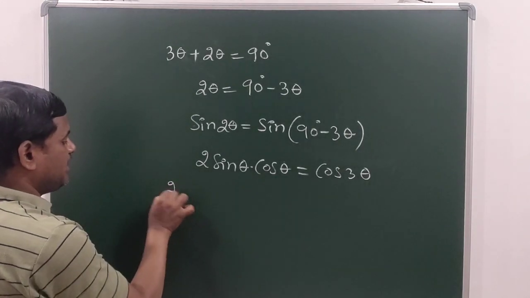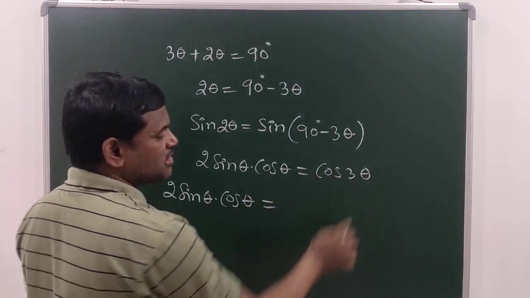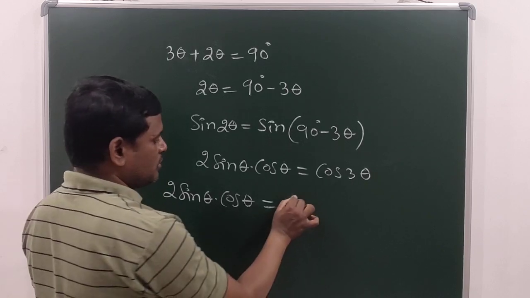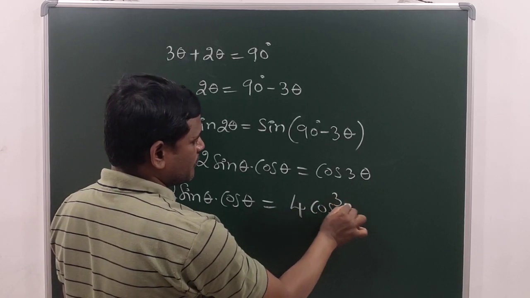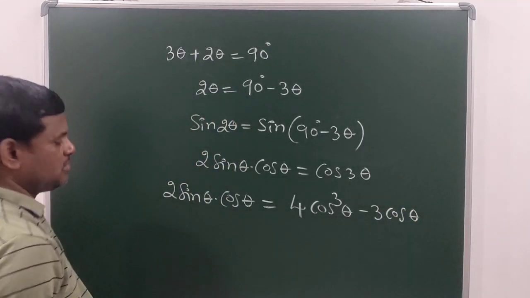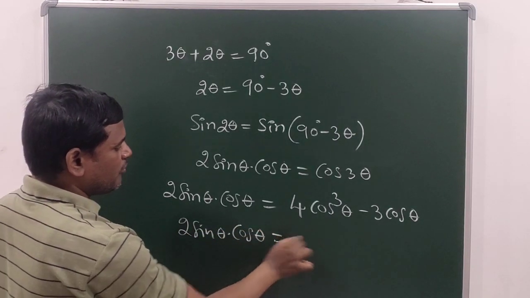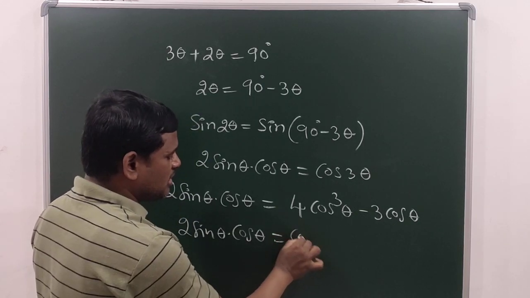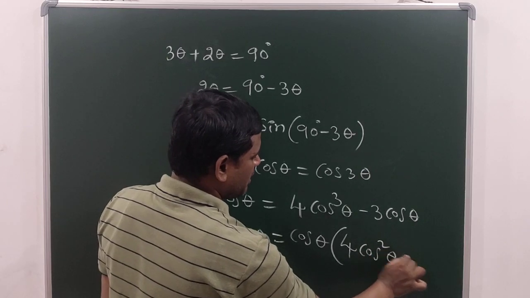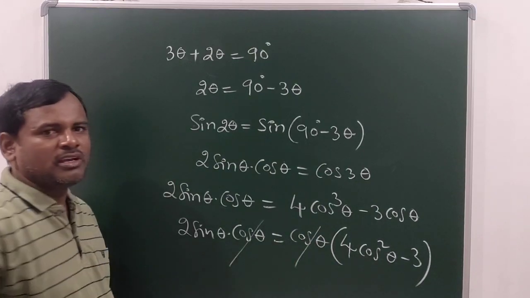So you know, left side right as it is, 2 sine theta into cos theta. So on the RHS, cos 3 theta is there. You know the cos 3 theta expansion: 4 cos cube theta minus 3 cos theta. So from both sides, see here, 2 sin theta cos theta. From the RHS, now I would like to take cos theta common. When you take cos theta common, here 4 cos square theta minus 3 will be left. So this cos theta can be cancelled.